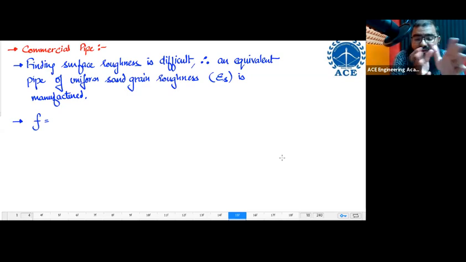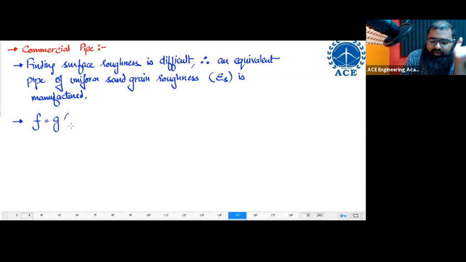So since it can change, now I have to find a particular formula which is going to be valid in the case of rough, smooth and transition. For every pipe, a single formula should be there. That formula of friction factor is given as a function of Reynolds number and epsilon s upon d.